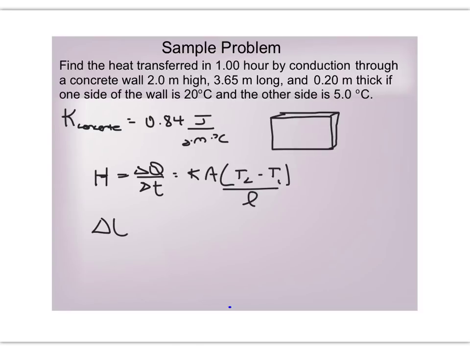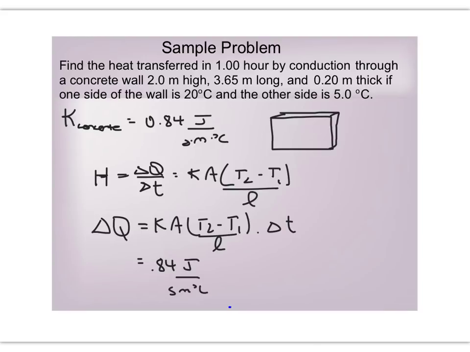So my Q, the amount of heat in an hour, is going to be K times A times T2 minus T1 over L times the time. So the K is given, 0.84. The area that we're going to use is the area of the wall here, which would be 2 meters times 3.65 meters. And then we're going to multiply that by the difference in temperature, which is 15 degrees.